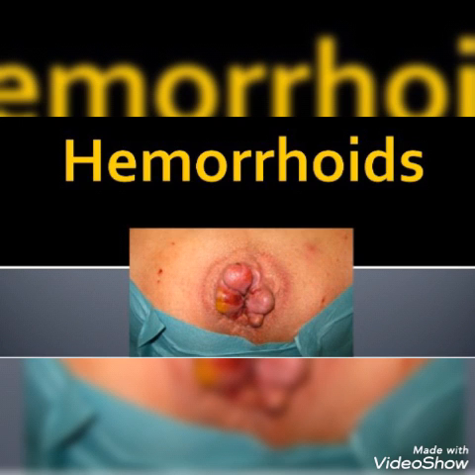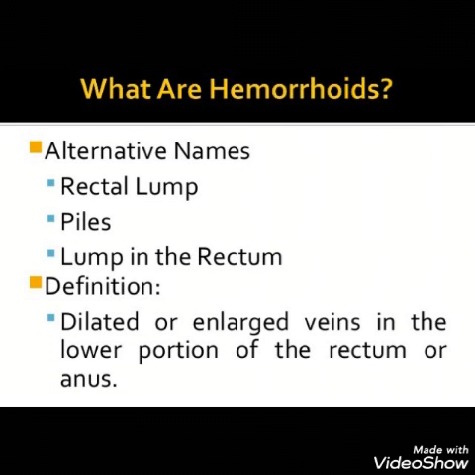Dear viewers and students, today the topic of discussion is hemorrhoids or piles. Hemorrhoids are dilated plexus of superior hemorrhoidal vein in relation to the anal canal. The alternative names are rectal lump, piles, lump in the rectum. It is defined as dilated or enlarged veins in the lower portion of the rectum or anus.